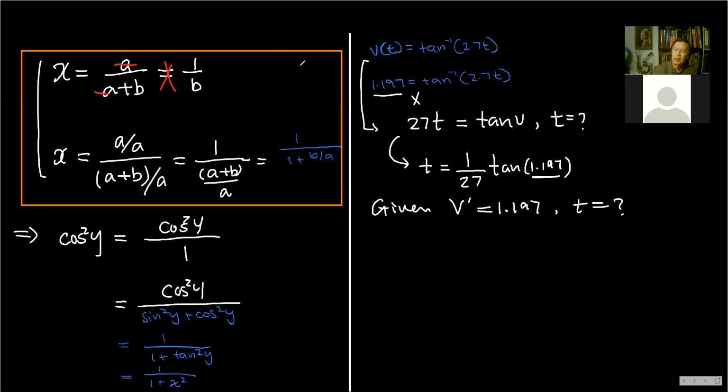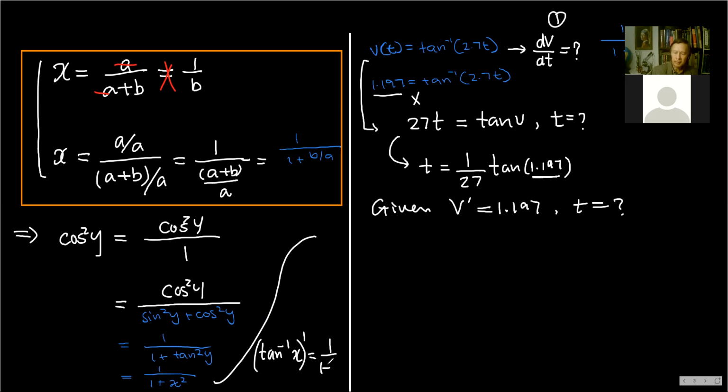Can you try how to find the first derivative first? What is dV/dt? You have to work this out first. So this is step one. Do you remember the formula for tangent? Can we just highlight the formula for you? The derivative of tan inverse x is equal to 1 over 1 plus x squared. Yes, that is the function.